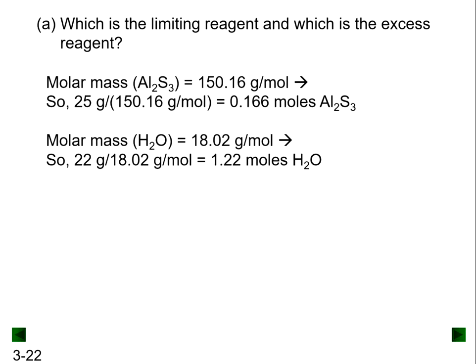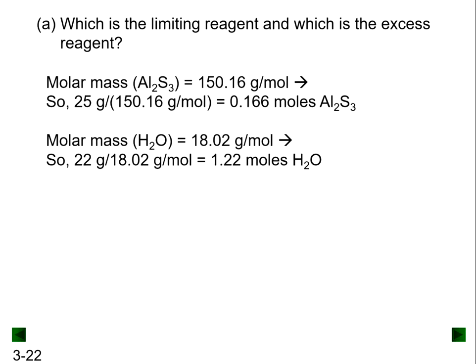Now, we have 25 grams of aluminum sulfide. If we take that and divide that number by the molar mass, we will get the actual number of moles of aluminum sulfide that we have in this system. We can do the same thing for water. The molar mass for water we can calculate fairly easily, and it is 18.02 grams per mole.